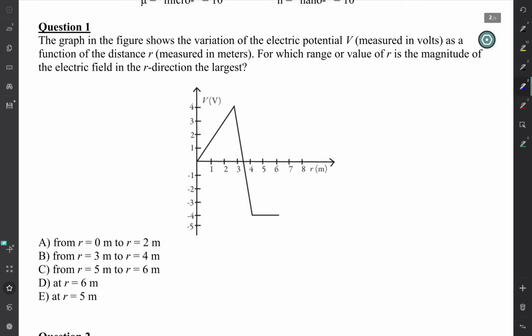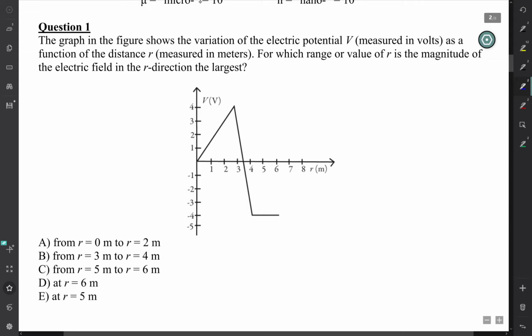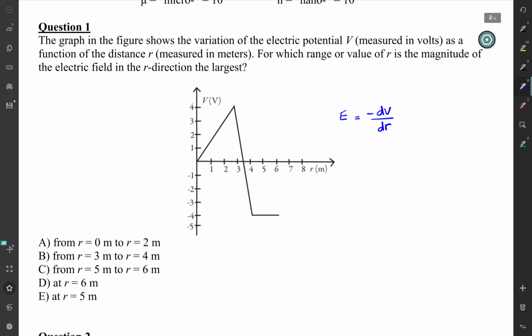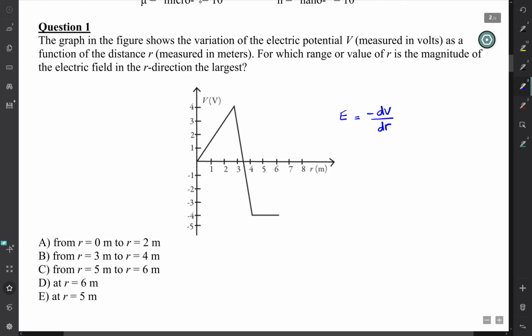If you remember from the exam prep session, we said that electric field is the derivative. Actually, it is the negative derivative of electric potential with respect to r. If you had an x, it would be with respect to x. If you had y, it would be with respect to y. So here, because I have electric potential as a function of r, the electric field would be the negative of the derivative of electric potential with respect to r.